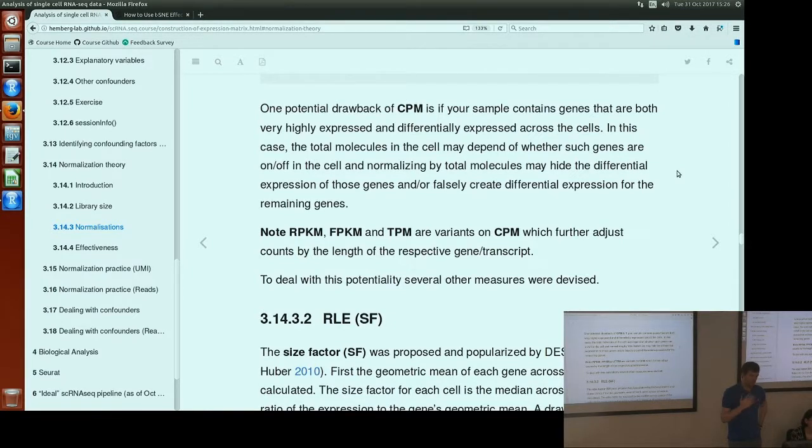So you'll also see RPKM, FPKM. RPKM stands for reads per kilobase per million mapped, and it's my least favorite expression unit of all time. FPKM accounts for paired end reads, so the F stands for fragments instead of reads in RPKM. TPM stands for transcripts per million, and RPKM, FPKM, and TPM all try to adjust the counts by the length of the respective gene or transcript.